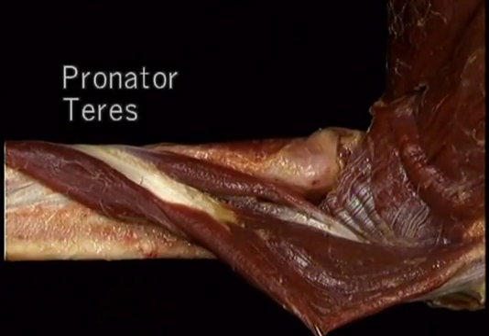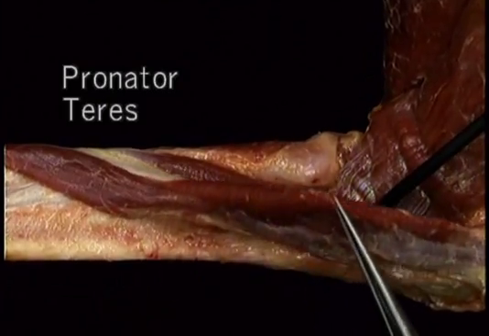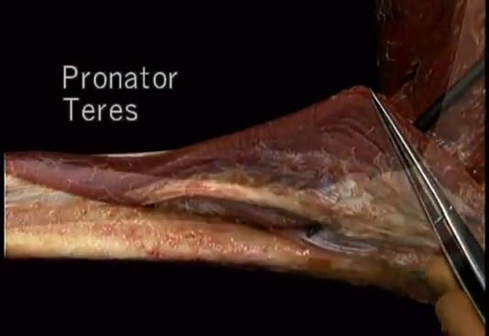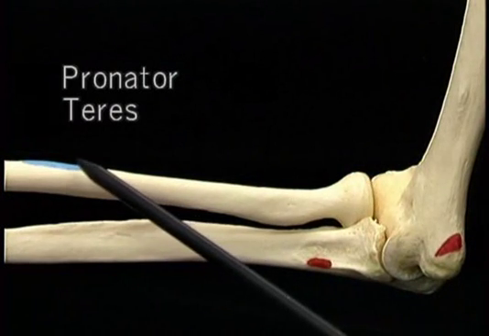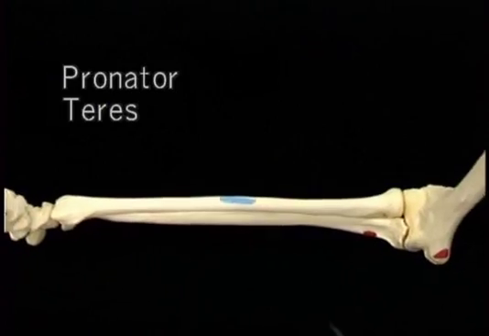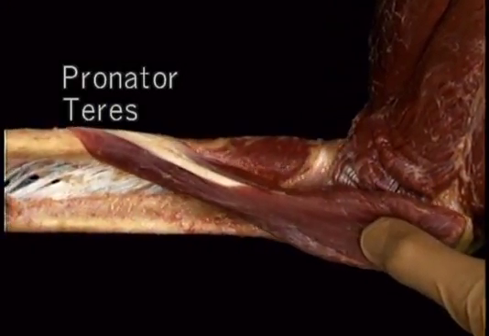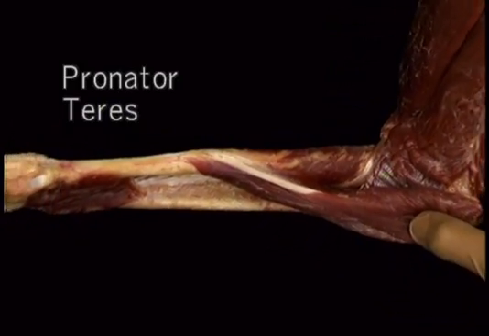Here's the deep head of pronator teres. The median nerve passes between the two heads of pronator teres as it enters the forearm. Pronator teres inserts here, halfway down the lateral surface of the radius. Here's its action: pronation.